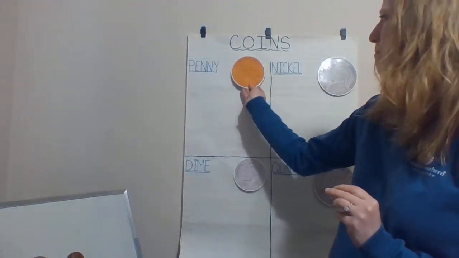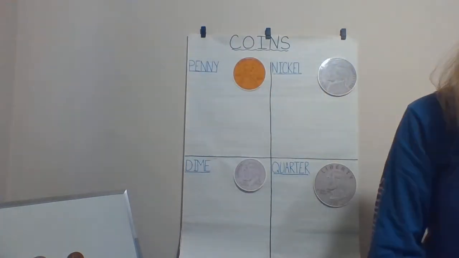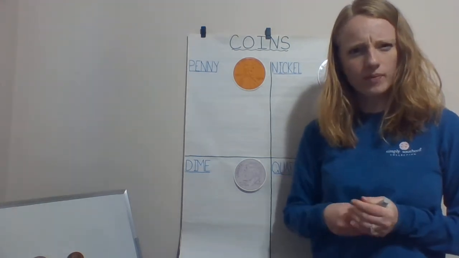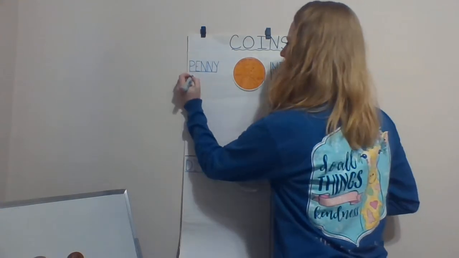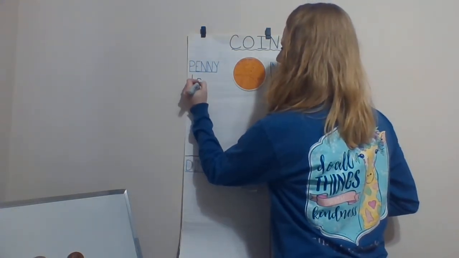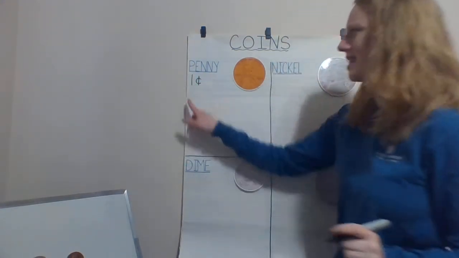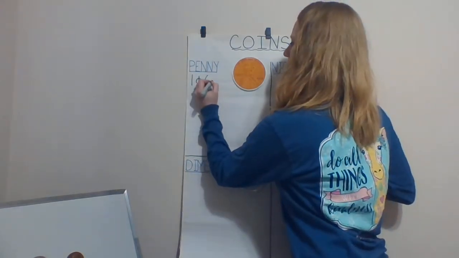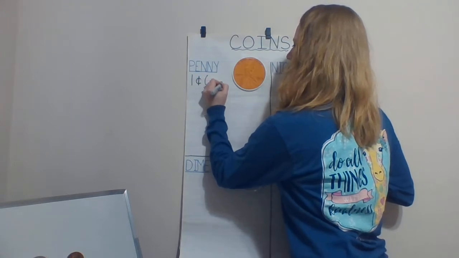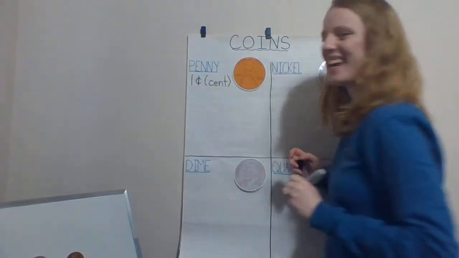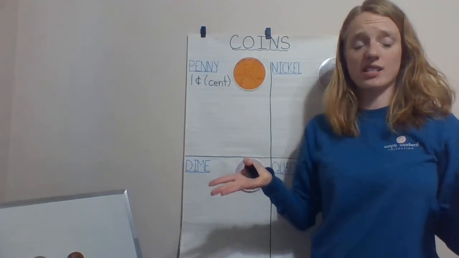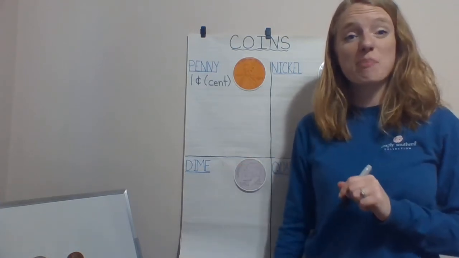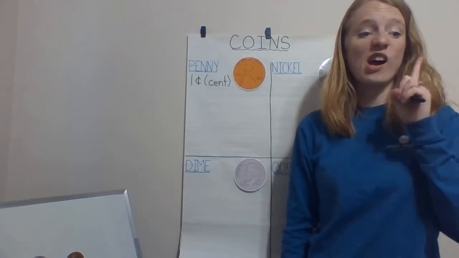It's a penny. What do you know about pennies? How much is a penny worth? 1 cent. And remember, we can write the cent symbol, which is a C with a line through it. 1 cent. So the penny is worth the smallest amount of all of the coins that we use. It would take 100 pennies to make $1.